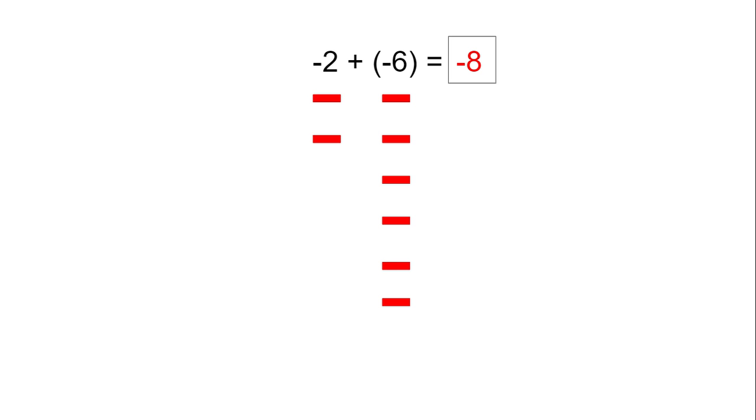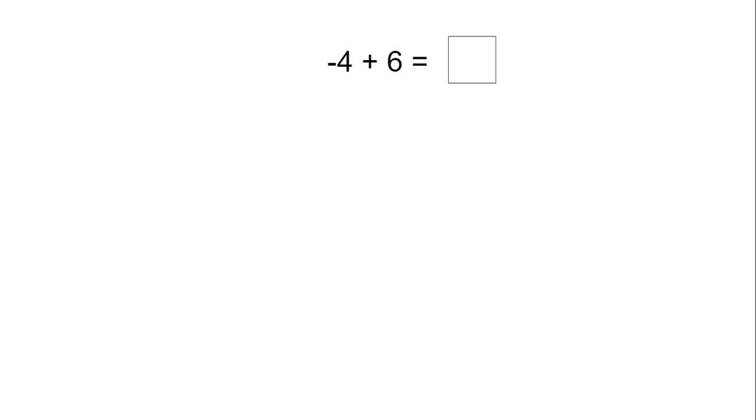But what happens when we have one of each? Let's try this example of -4 plus 6. I have a -4 on the left, which I can represent with 4 negatives. And then I'm adding 6. And that 6 is positive, so I need to show 6 plus signs.